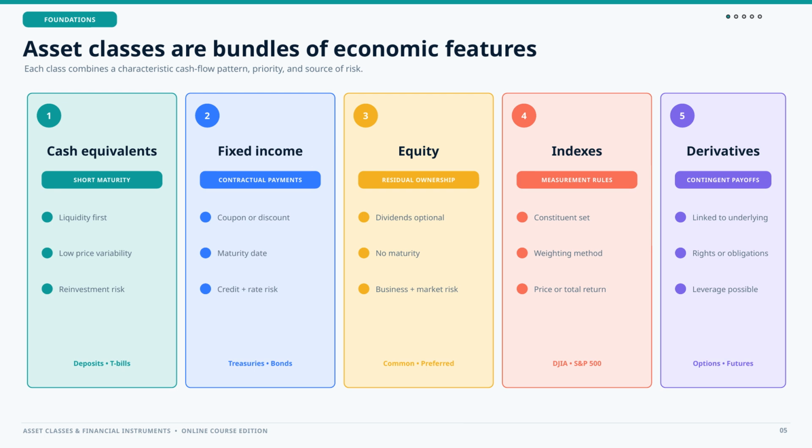Fixed income securities promise contractual cash flows and have a maturity date, but their prices respond to interest rates and credit quality. Equity represents residual ownership, so dividends are not contractual, and the claim has no fixed maturity. Indexes are measurement systems built from securities and rules. Derivatives create payoffs linked to an underlying asset, rate, index, or commodity. The economic features, not the marketing name, determine how the instrument behaves.